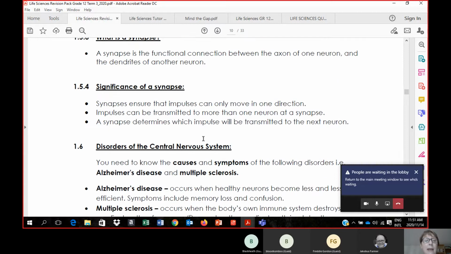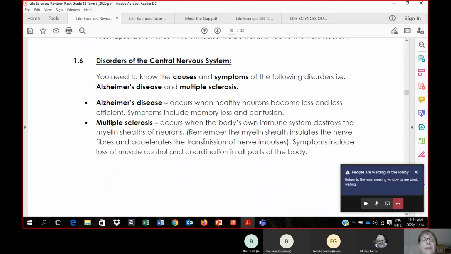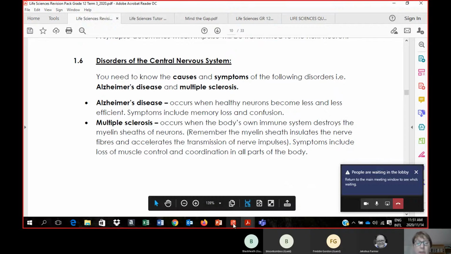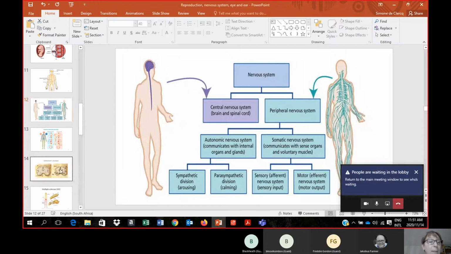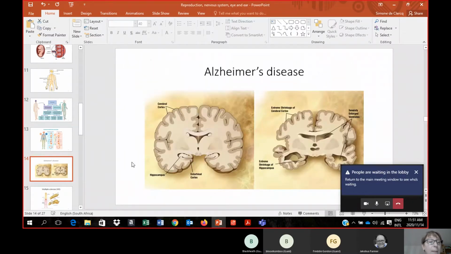All right. And then diseases of the central nervous system. I'm just going to quickly show you a picture of these two diseases. So over here, you can see, okay, first the Alzheimer's disease. So this is actually quite sad if people get Alzheimer's, because maybe your grandfather or grandmother might even have Alzheimer's, because it normally happens in older people.